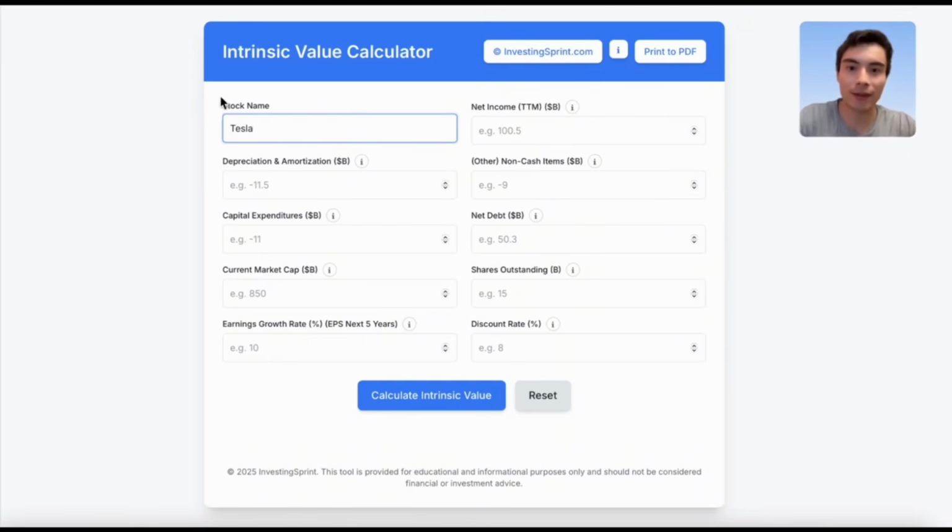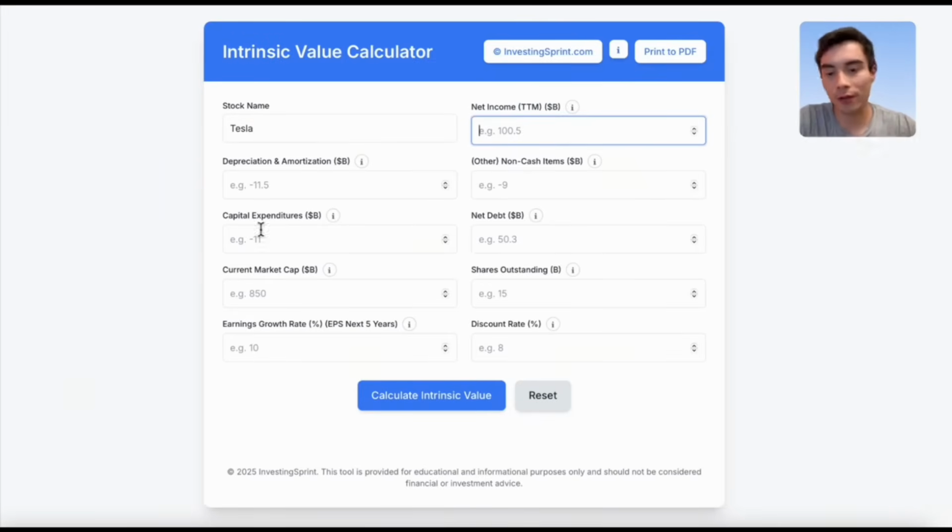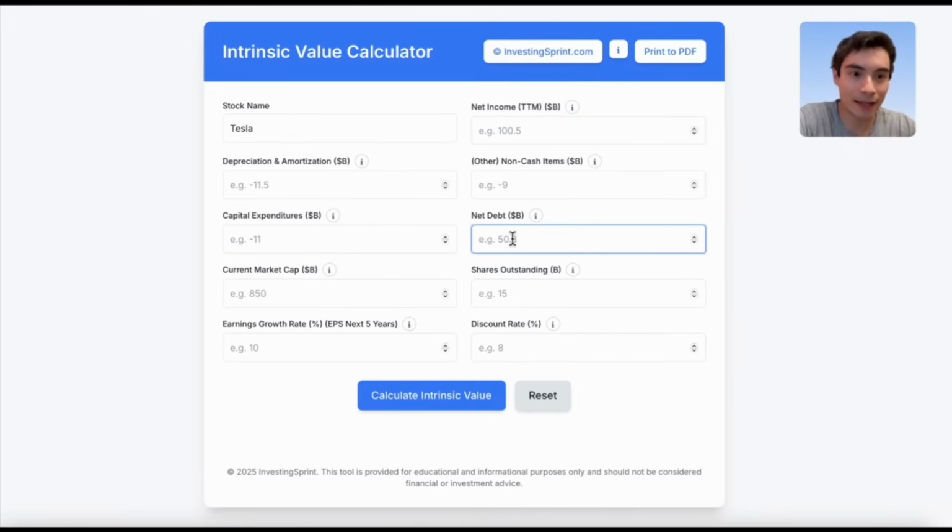So the stock name is Tesla. The owner earnings is net income plus depreciation plus other non-cash items minus capital expenditure. And that is basically the earnings, what's left for the stockholders, similar to the earnings from the lemonade stand. Every year, discount to present value, and then count everything up, and that's the intrinsic value. You divide it by the amount of shares, you have the intrinsic value per share. You also need to fill in the net debt, so whether it says debt or positive cash flow, add or subtract from the total discounted cash flow.